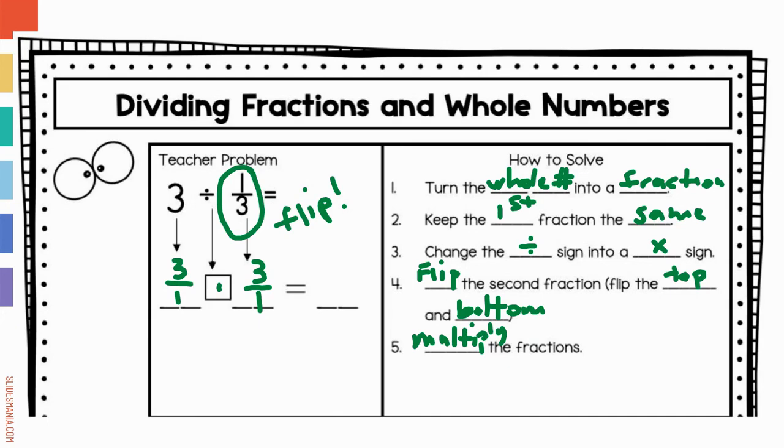Okay, then we just multiply. So 3 times 3 is 9. On the bottom, I have 1 times 1, which is 1. And 9 divided by 1 is just going to be 9. So this is my answer, 9.